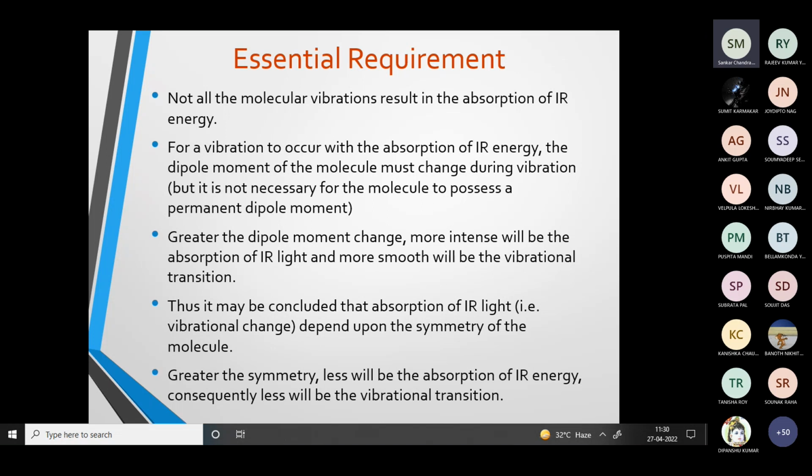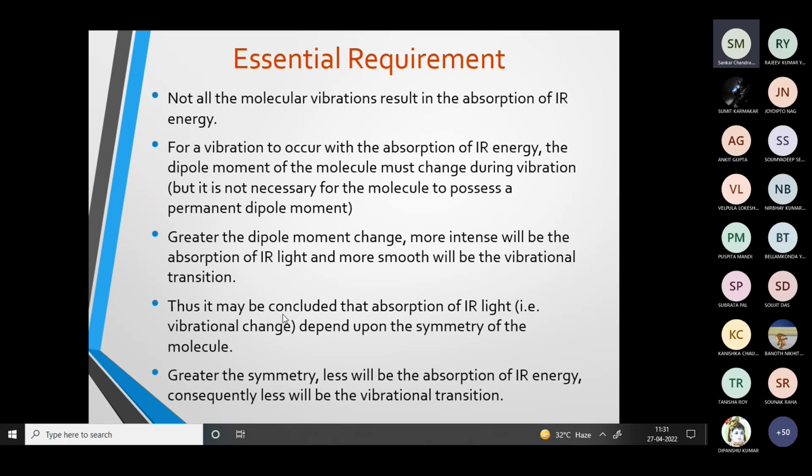So the greater the dipole moment change, the more intense the absorbance will be, so the absorbance peak will be more intense. Some peaks are very sharp, some are very weak, and some are very faint. The first requirement is that for the vibration to occur with absorption of IR energy, the dipole moment of the molecule must change during the vibration, but it is not necessary for the molecule to possess a permanent dipole.